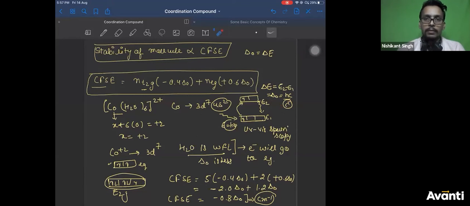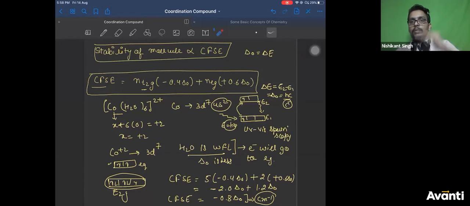Why in the formula is it minus 0.4 and plus 0.6? Chetan, I think I told you, if you put 1 electron in T2G, it decreases the energy by minus 0.4 delta O. If you put 1 electron in Eg, it increases the energy by 0.6 delta O. So that is for 1 electron. For N electrons, how much?